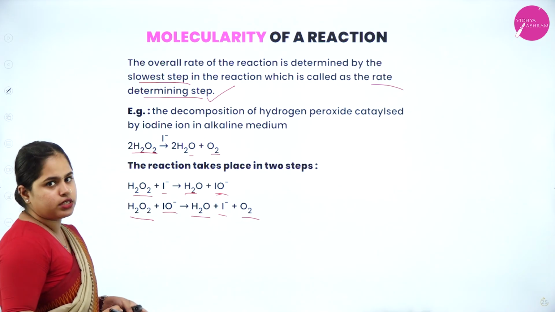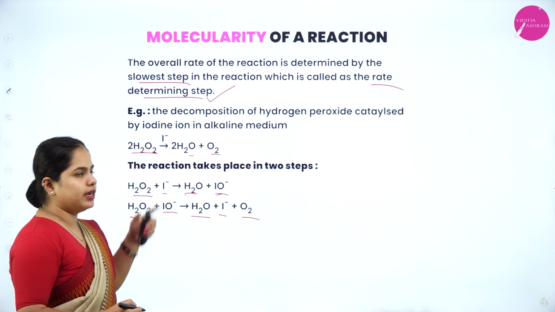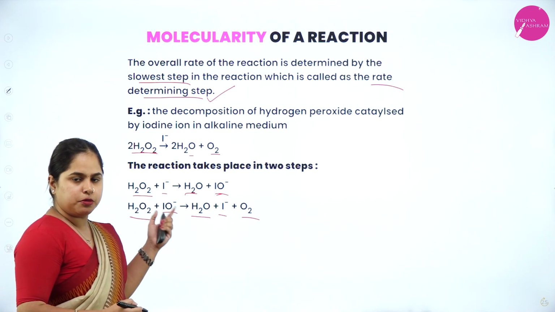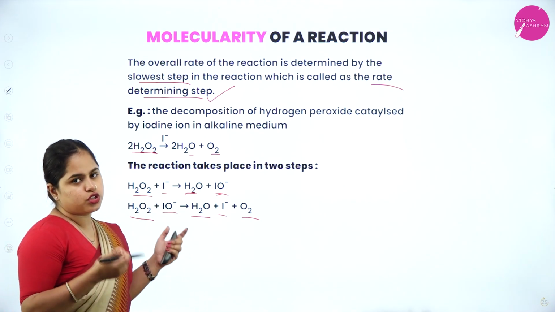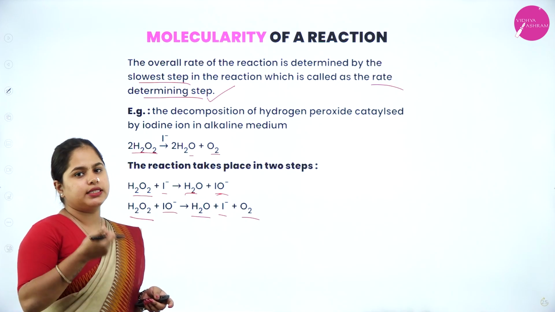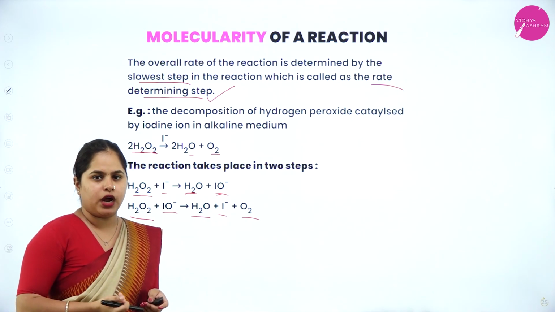So there are 2 steps which you can see. This is not a single elementary reaction. There are 2 steps involved. So out of these 2, the slowest step will be the rate determining step. Okay, I hope that is clear.